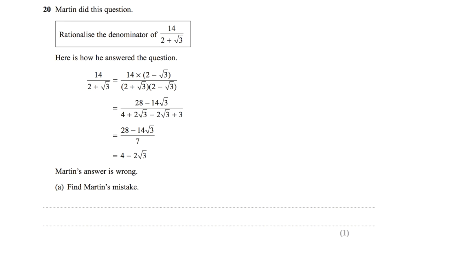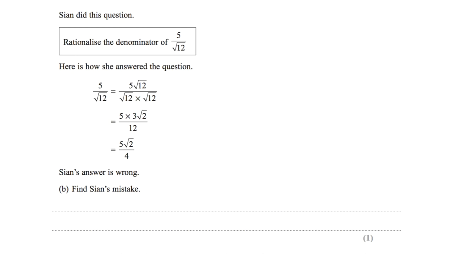Question 20. Martin did this question. Here is how he answered the question. Martin's answer is wrong. Find Martin's mistake. Well, Martin's mistake is here. When you multiply a positive number, the square root of 3, with a negative number, negative square root of 3, the answer should be a negative number, not a positive number. So positive square root 3 times negative square root 3 should be minus 3, not positive 3. So that's where Martin went wrong.